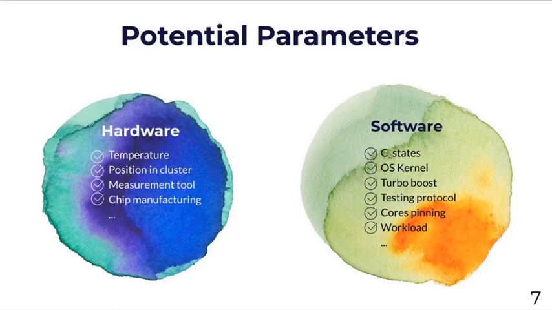The first one concerns hardware parameters that are very difficult to change or to interact with, such as the CPU temperature, the CPU architecture, the chip manufacturing process, or even the position of a node in a physical cluster, especially in the modern data centers that we don't have access to. On the other side, we have software parameters that we qualify as controllable parameters that one could tune or configure to mitigate the energy variation during experiments, such as the CPU states, the operating system parameters, turbo boost, the testing or benchmarking protocol, etc.